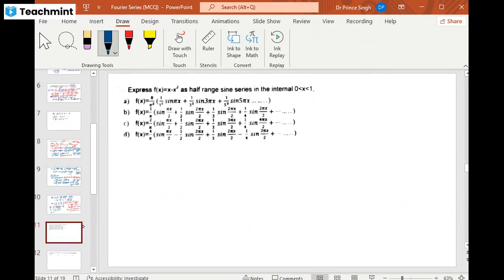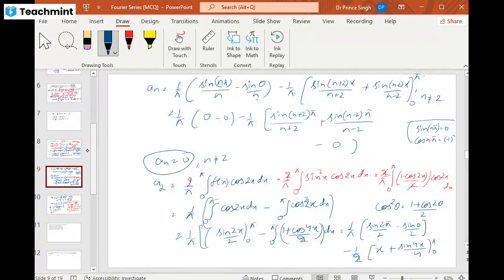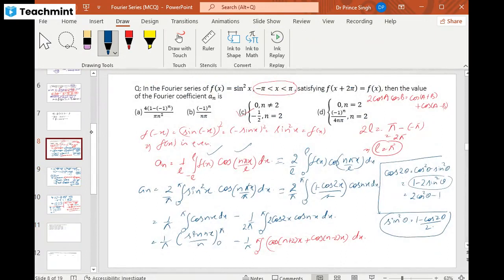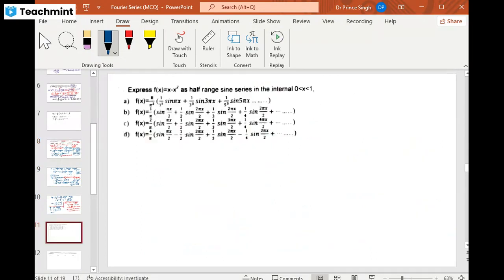let us come to the next question. So basically, what is the answer of the previous part? The value of a_n is 0 when n is not equal to 2. Its value is minus 1 by 2 when n is equal to 2. Okay, now let us move to the next one. So this time, the question is we are given the function f of x equal to x minus x square, and we need to express it in the form of half range sine series in the interval 0 to 1, right?